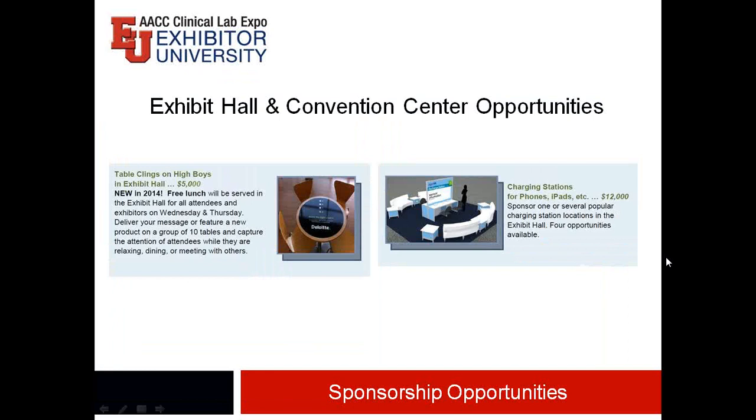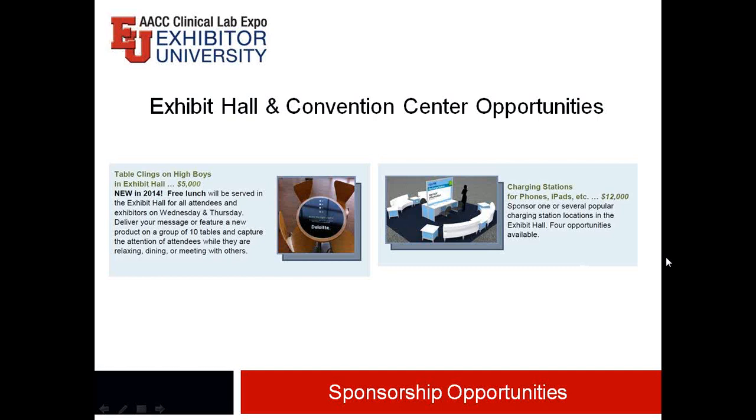And then we also have table clings on the high boy tables. So these are kind of a pub-style table. This is new for this year because we'll be serving lunch in the exhibit hall for all attendees. And so your message, your logo, your brand on top of these tables that attendees are using during lunchtime and also throughout the course of the day as they're wandering through the halls and they need a place to take a break, take a moment to relax.